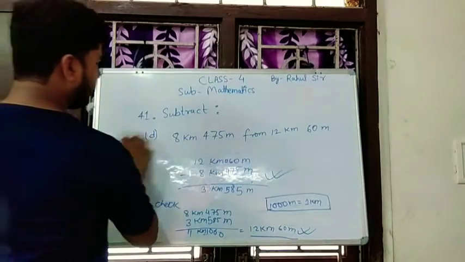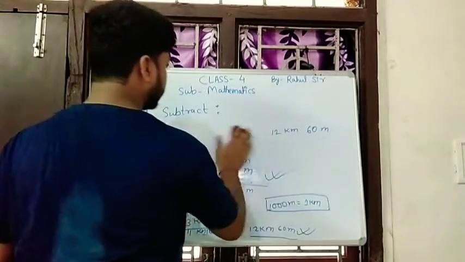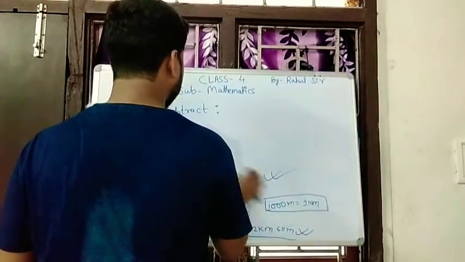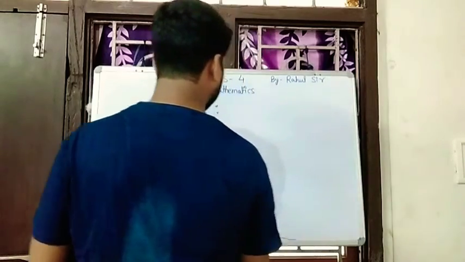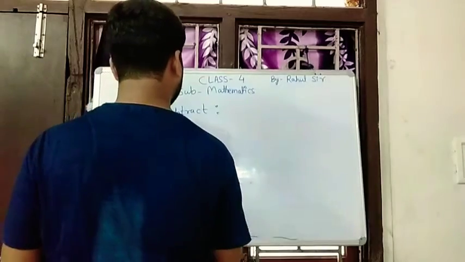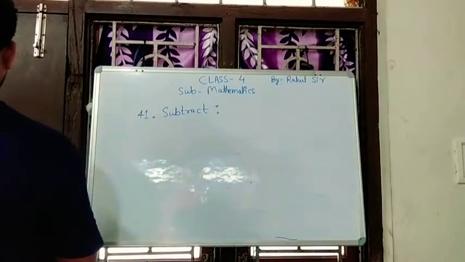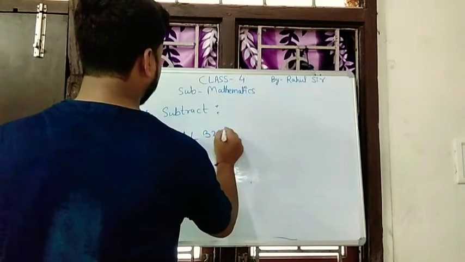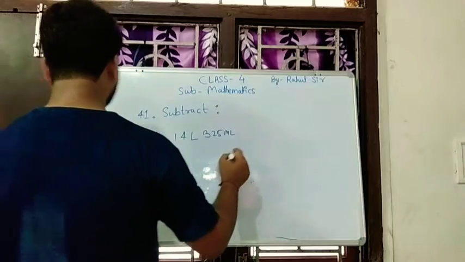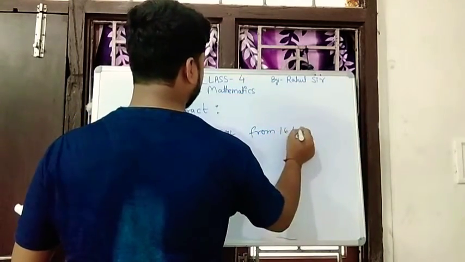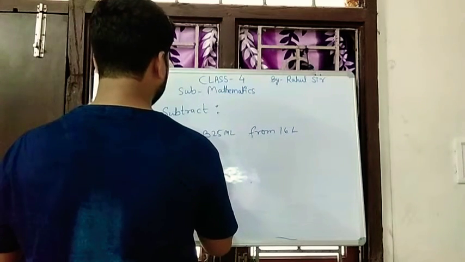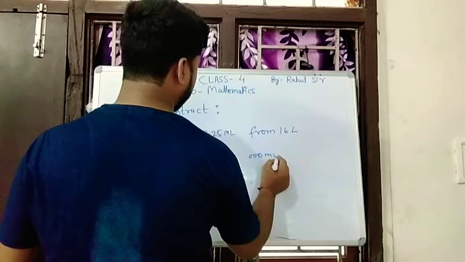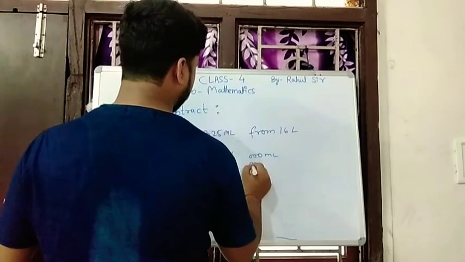And now this is the time to erase it. And now come to the question number E. Subtract 14 liter 325 milliliter from 16 liter. Solve: 16 L, 0 ml. Okay. 14 L 325 ml.